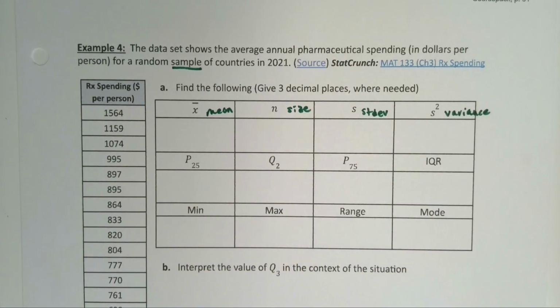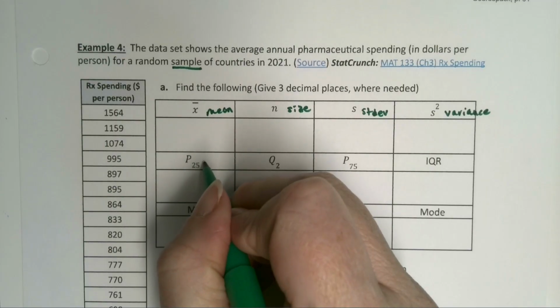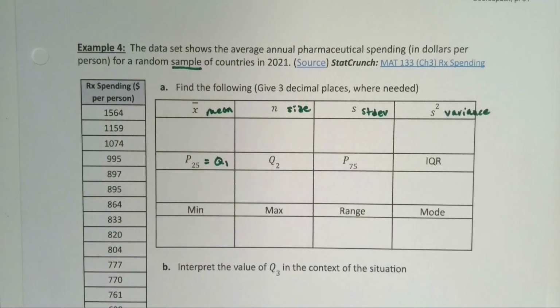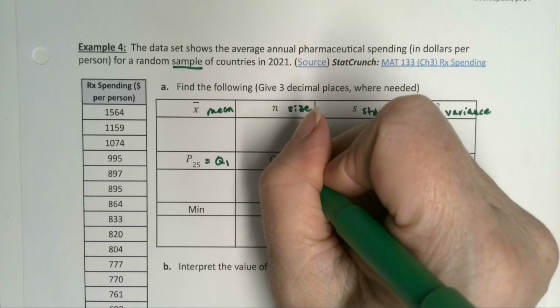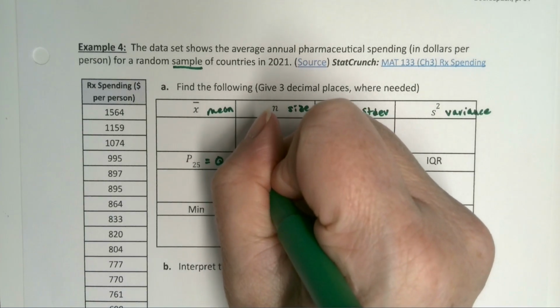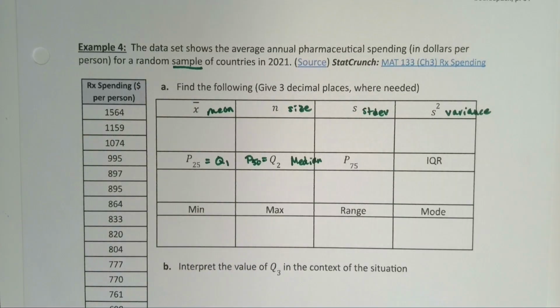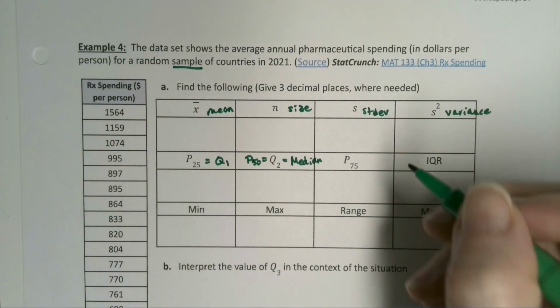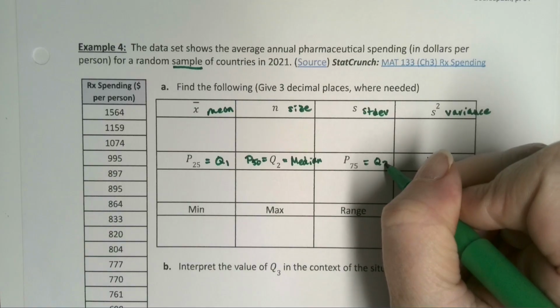P25, we just saw a page ago. P25 is the first quartile. The 25th percentile is the first quartile. Q2 is so special, it actually has three names. Q2 is the median, which is also P50. It could show up either way. So that's the median. And then P75 is the third quartile.